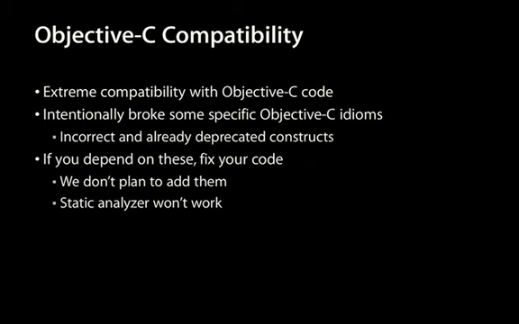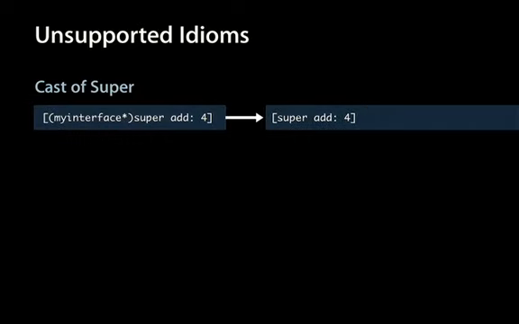There are two reasons to do this. One, we're moving to Clang, so you need to eventually get your code to build. A second big reason is that the static analyzer uses the Clang parser, so it won't work on your code either. Fortunately, these are pretty weird things. Cast of super is one example.